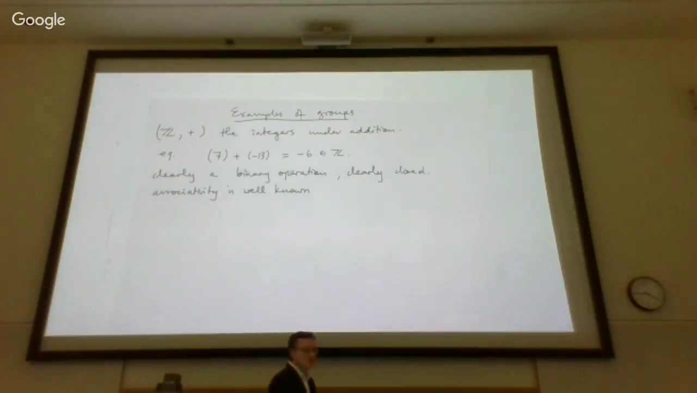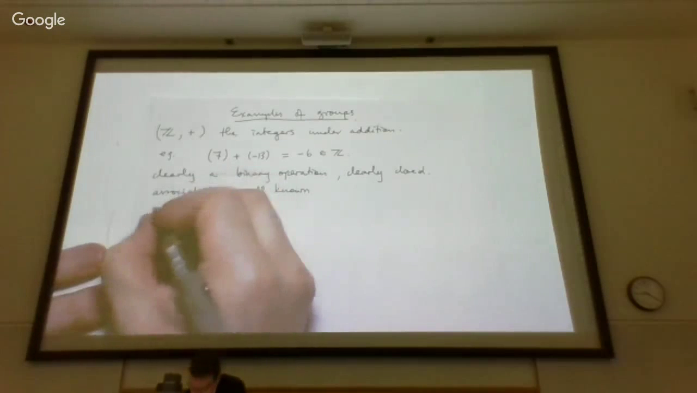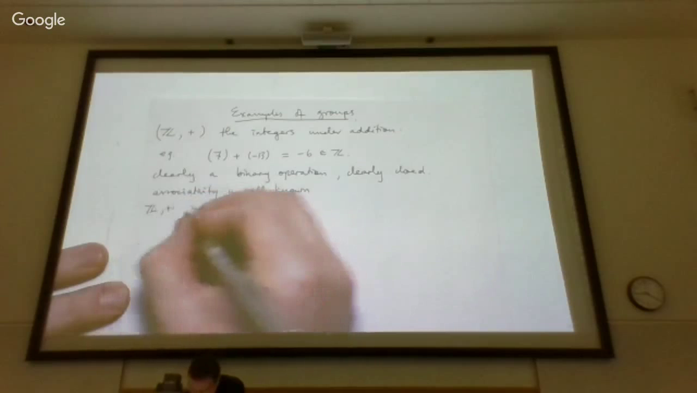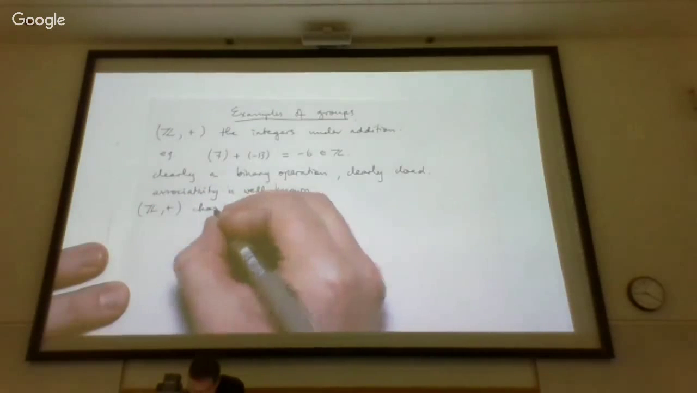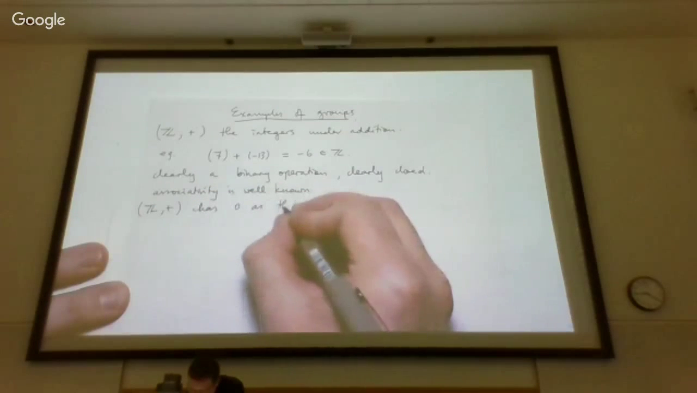What about axioms 3 and 4, the identity element and inverses? So what's the identity element in the integers? Ah, 0. Somebody said 1, but for addition, the identity element is 0. So there is a special element, yeah? So Z plus has 0 as the identity element.